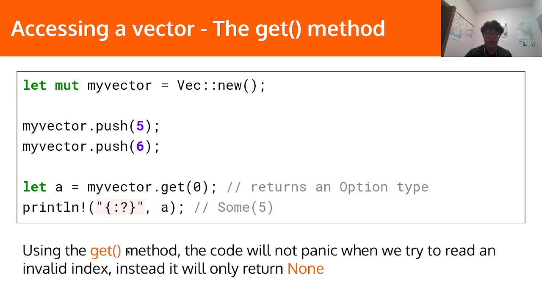But the key takeaway is that when we use the get method, A is an option type of either Some or None. And because of that, the code doesn't panic. Now it puts the responsibility on the programmer to check if it's a None type. And this is one of the safety features in Rust.